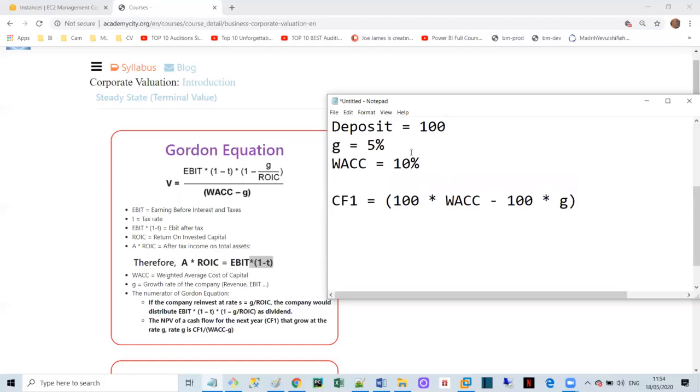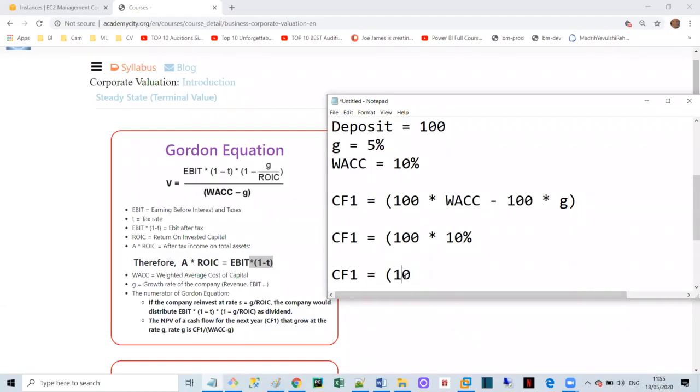Okay, so how much money can I take out of the bank account and my deposit would grow by 10%? The amount of cash that I can take out of the deposit will be 100 times what the bank gives me, which is 10%. Okay, that will be 10, correct? Let's write it again a third way. CF1 will be equal to 10. This is basically the 100 times the WACC. This is the amount that my deposits will earn as interest.